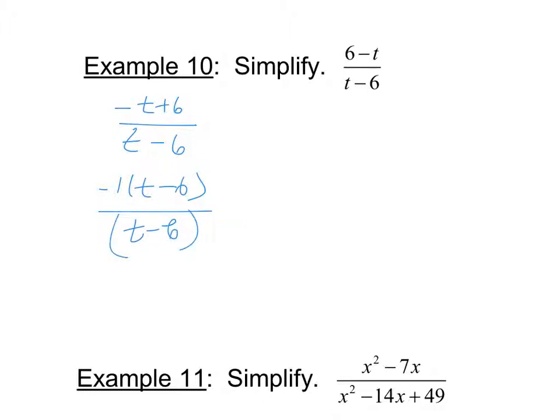And see how when you factor out the negative, what's a negative divided by a negative? Positive. What's a positive divided by a negative? Negative. So these cancel out, so it's a negative 1. Okay?